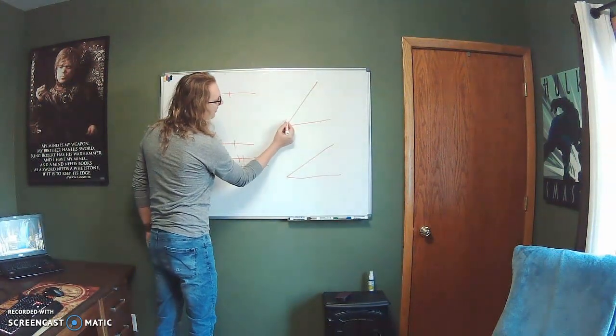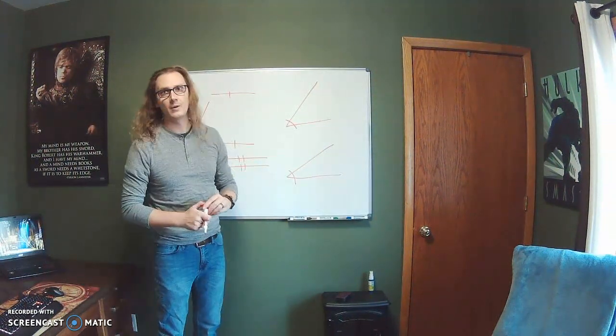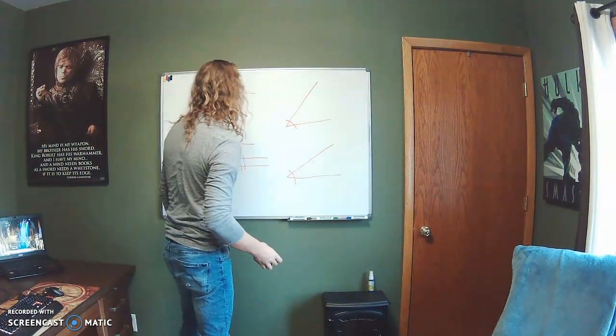For angles, we do the same thing, except we do arcs. So if these have an arc through the two angles, that means that those two angles are going to be congruent. So that's something important to keep in mind.